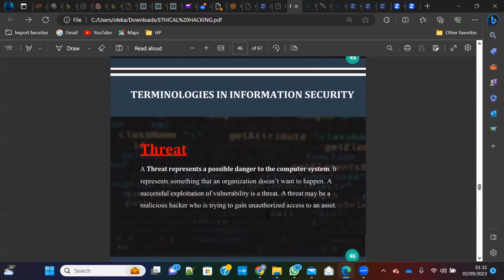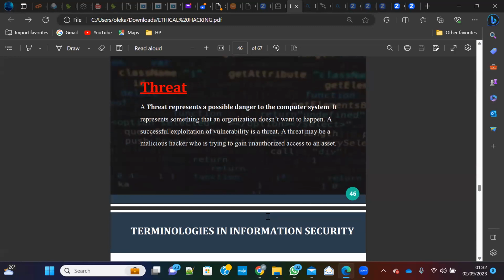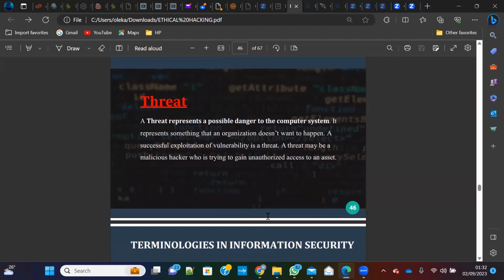Next is threat. What is a threat? A threat is a possible danger. It is something that every organization prays not to have or happen. Every organization has something they are scared of, and it's because of that threat that they have to look for an ethical hacker to come and help them secure those systems. So a threat is a possible danger to a computer system, and to an organization as well. It represents something that an organization doesn't want to happen.